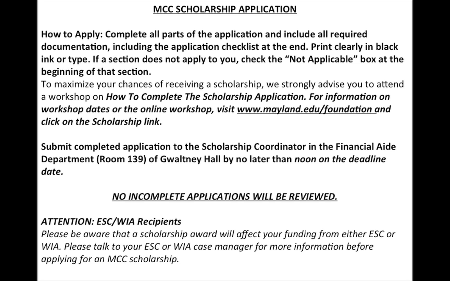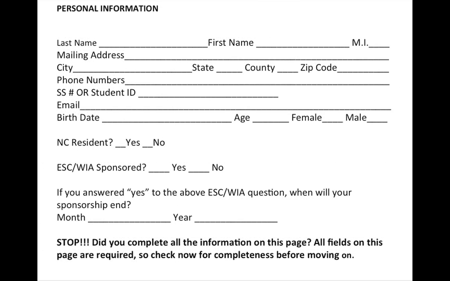It's very important to follow all the directions, to complete all the information that's required, and to check the not applicable box if a part of the application does not apply to you. Also, if you're an ESC or WIA recipient, we want you to indicate that on this application page. You'll notice that it will also ask you when your sponsorship will end, because sometimes people who are now currently with WIA or ESC will not be covered during the scholarship period, so we need to know that. Be sure to complete all sections of this page before moving on.